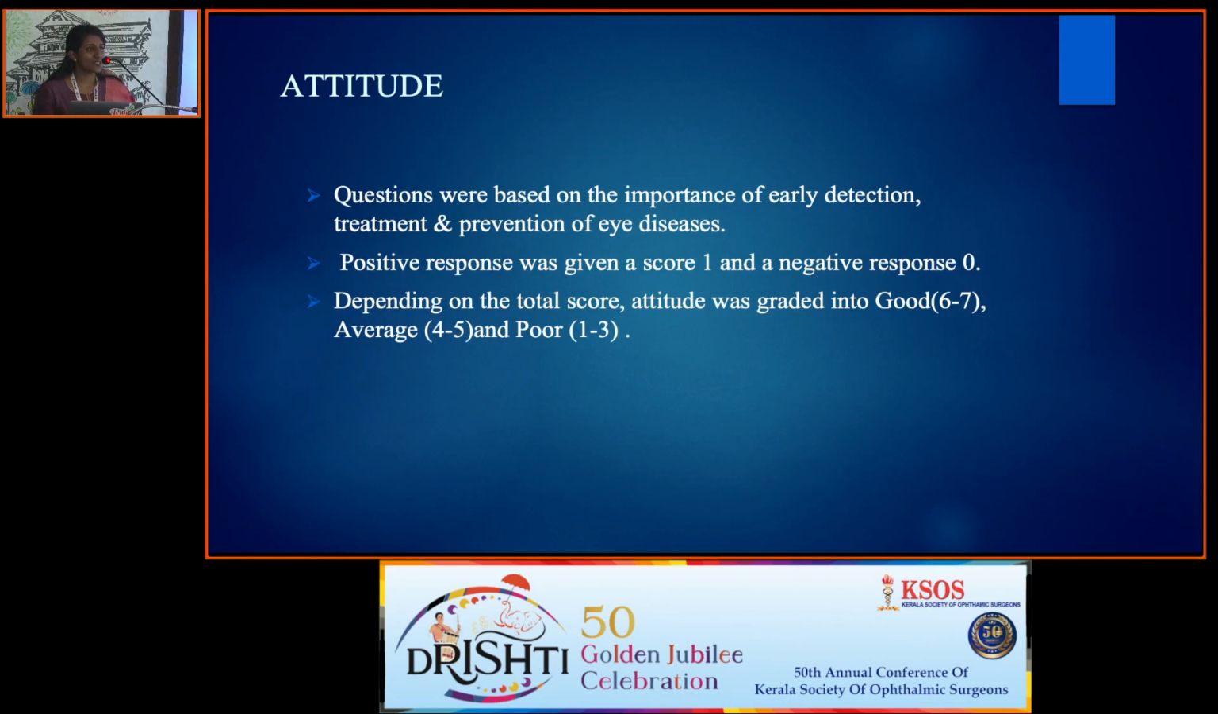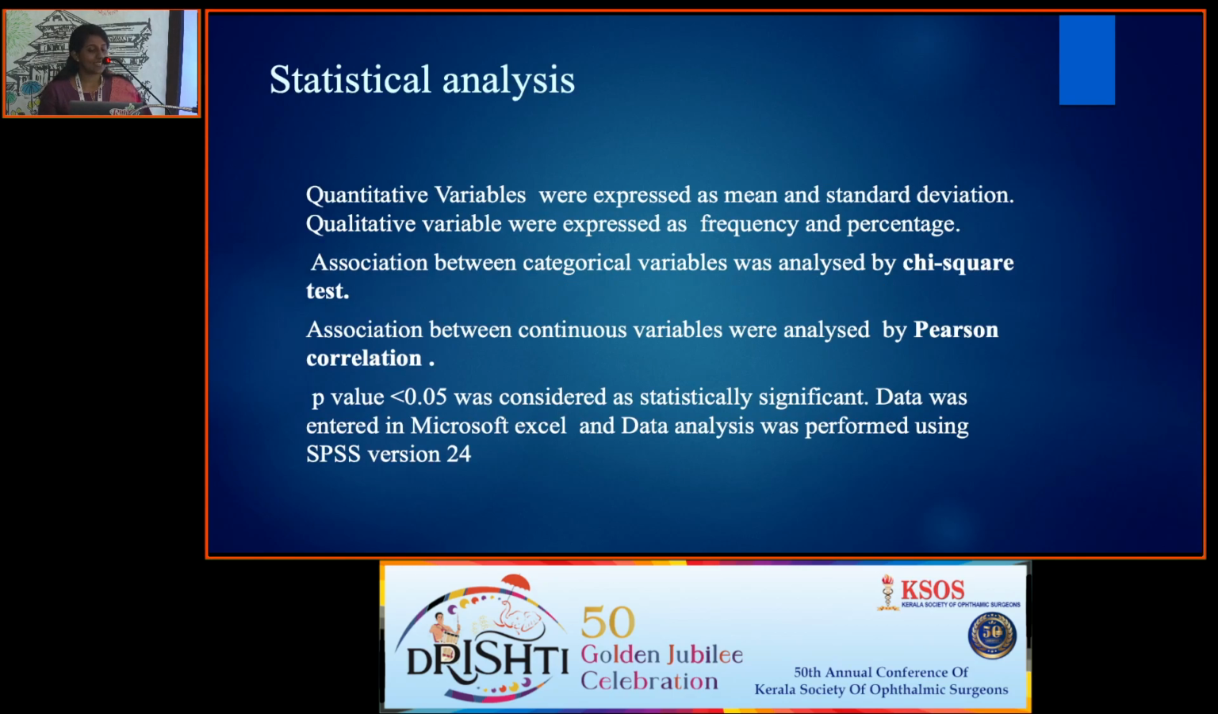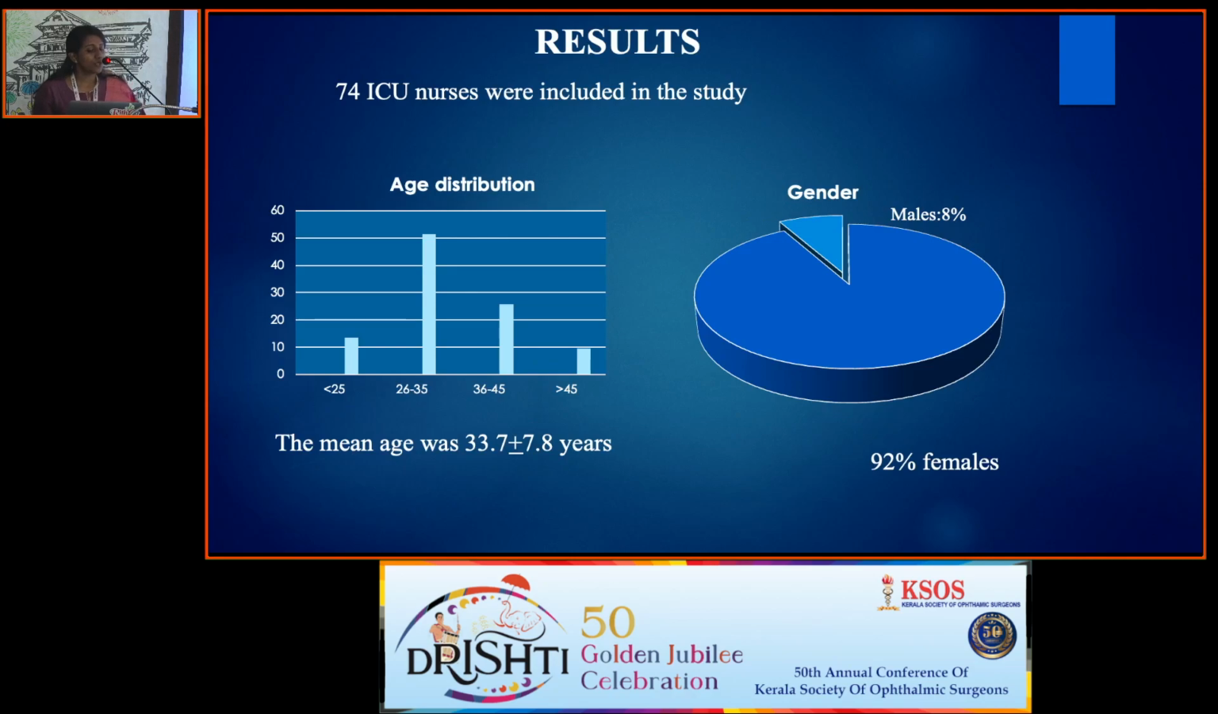Now, questions on attitude were based on the importance of early detection and treatment and prevention of eye disease. A positive response was given a score of 1, and a negative response a score of 0. Depending on the total score, attitude was again graded into good, average, and poor. Practice was based on the technique and method of eye care practiced by the nurses in the ICU, and based on the scores of practice pattern, was again graded into good, average, and poor. Statistical analysis was done. Now, moving on to the results.